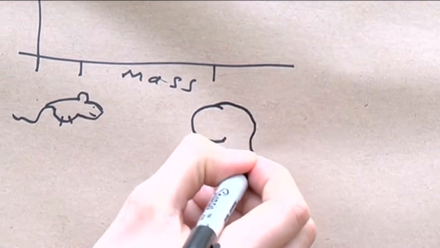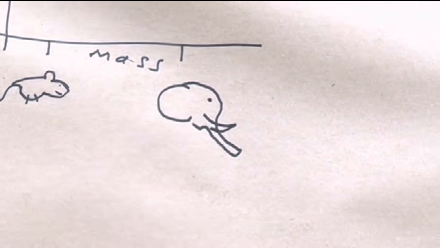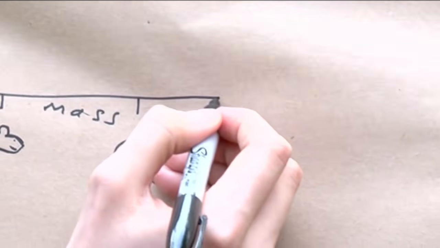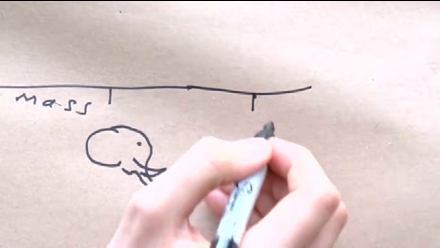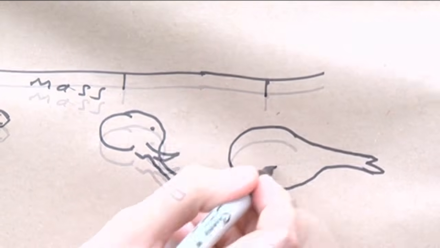Let's have a look. Let's try this one. Well, that's not bad, dude. That's not bad. It's kind of like a big mouse, to be honest. And then all the way up here, you have your blue whale.